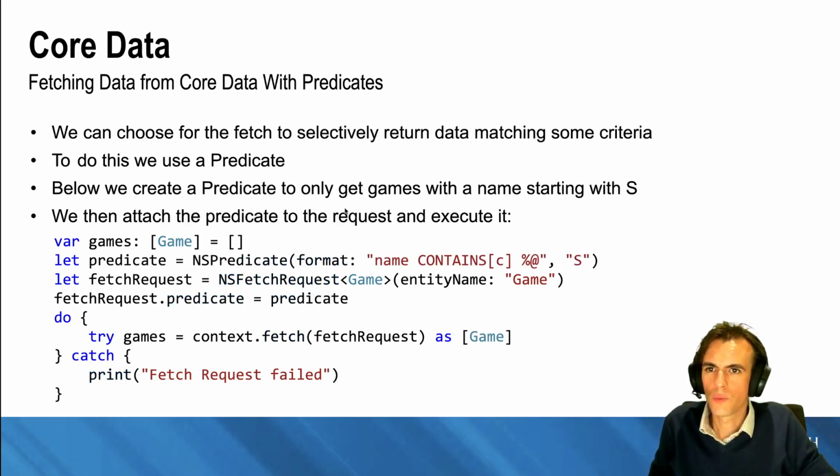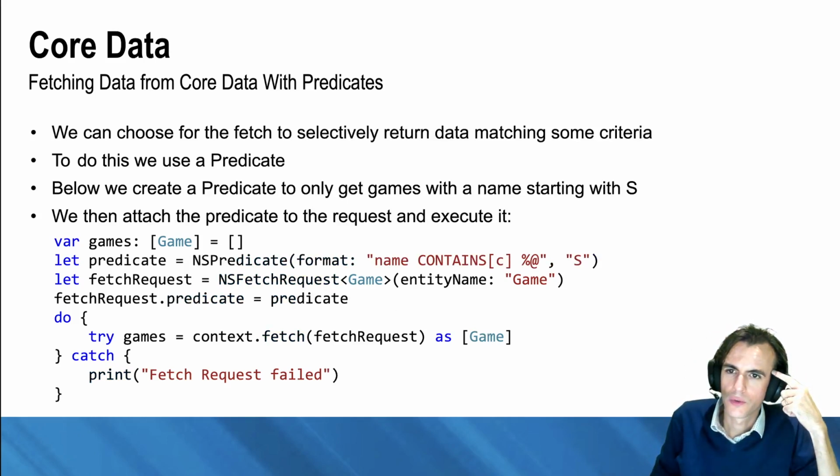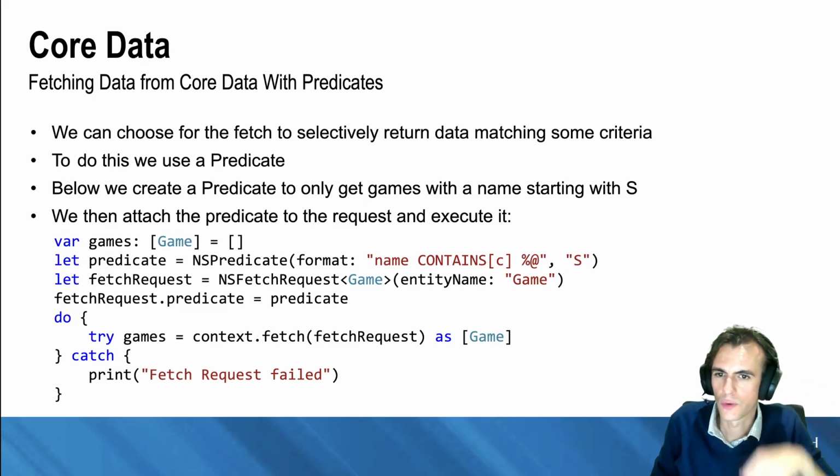Okay, so we can also use predicates to select particular data. In this case, this example is showing how to select only games that begin with an S. So how do you do this? Well, you create an NSPredicate. The predicate uses a format. This is a bit like C format strings with printf, where this part, where we've got the percent and the @ symbol, matches any Swift types.